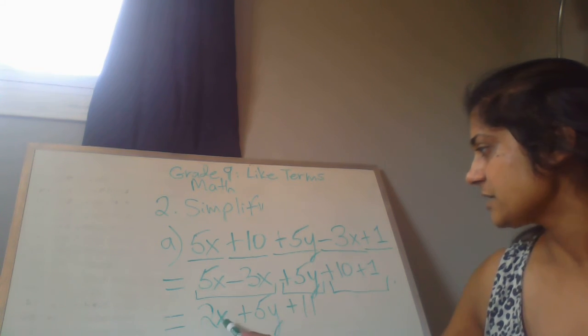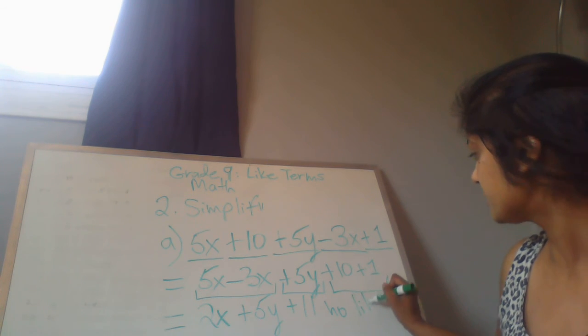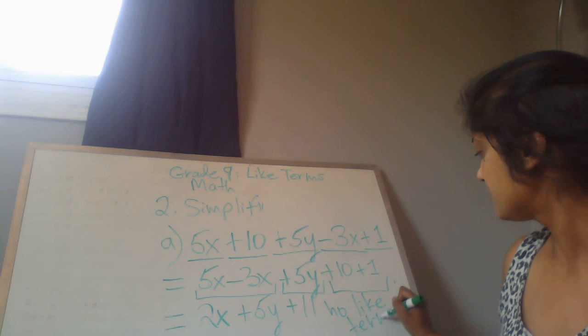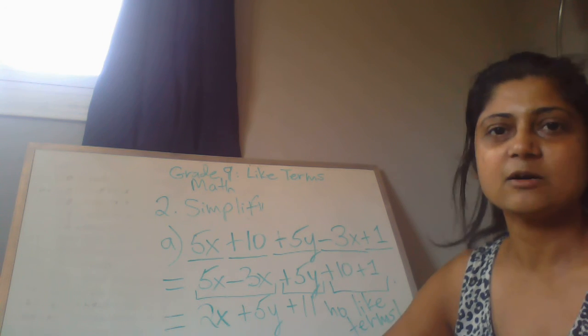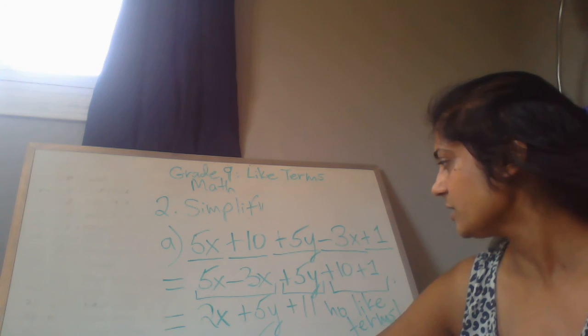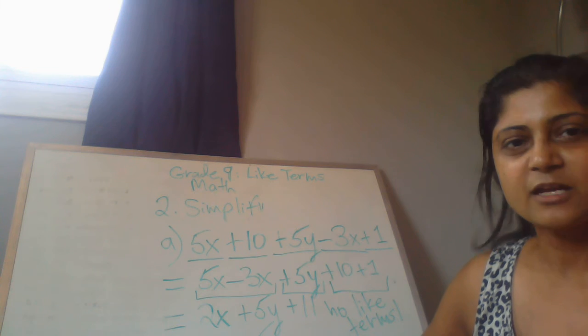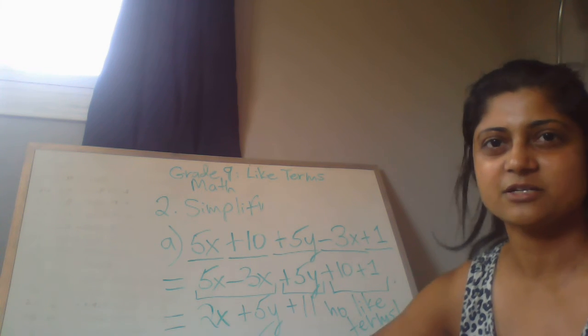All right, and if you notice in your final answer, there are no like terms. And that's how I know that this is the final answer at the very end. So there shouldn't be any like terms in your final answer. So that's how you do these questions here.